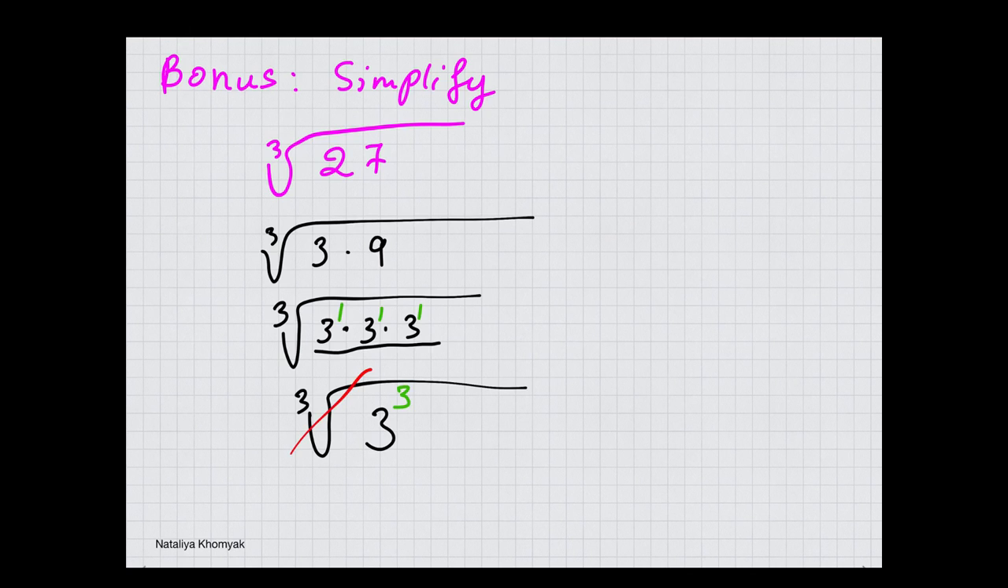Cube root will cancel out with the third power, and 3 is our solution. That's all.